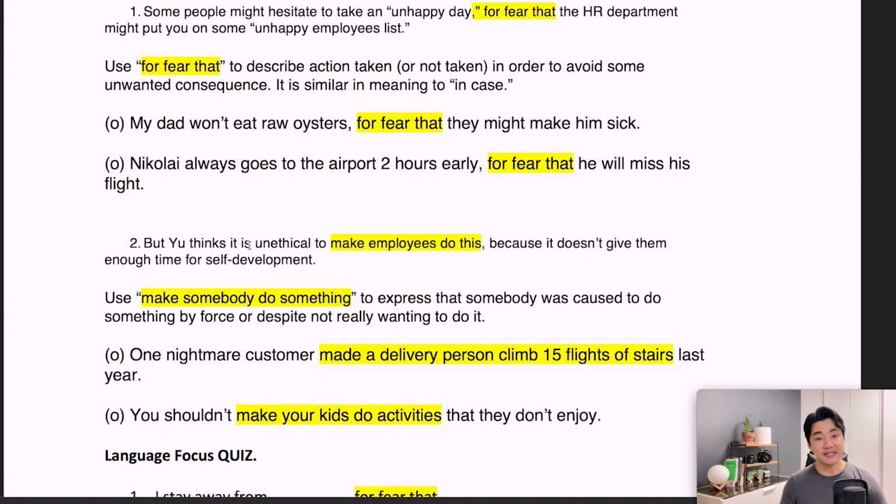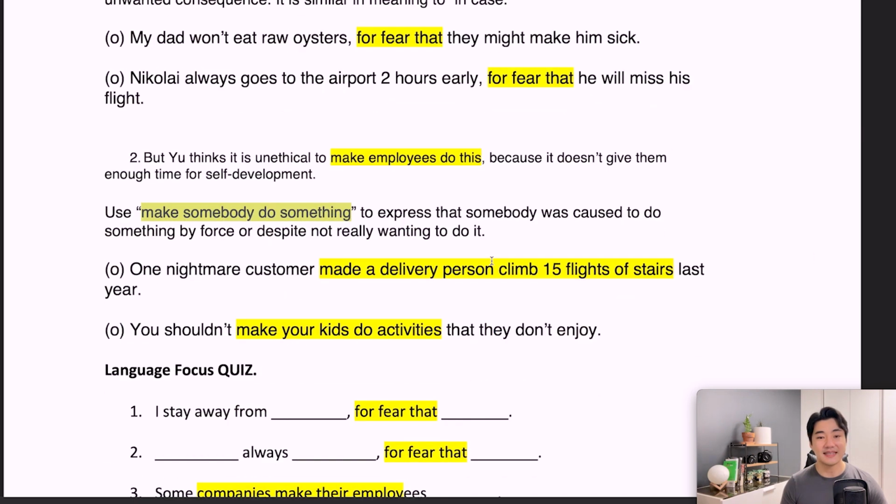But you think it is unethical to make employees do this because it doesn't give them enough time for self-development. Okay, so make somebody do something. How do we use "make somebody do something"? We use it to express that somebody was caused to do something by force despite not really wanting to do it. So "누군가에게 원치 않는 걸 하려고 강요하다."